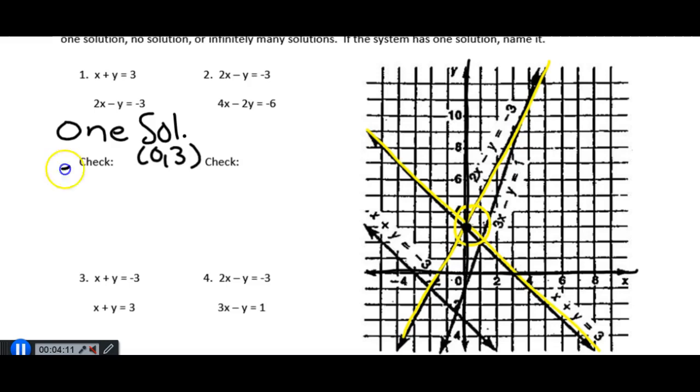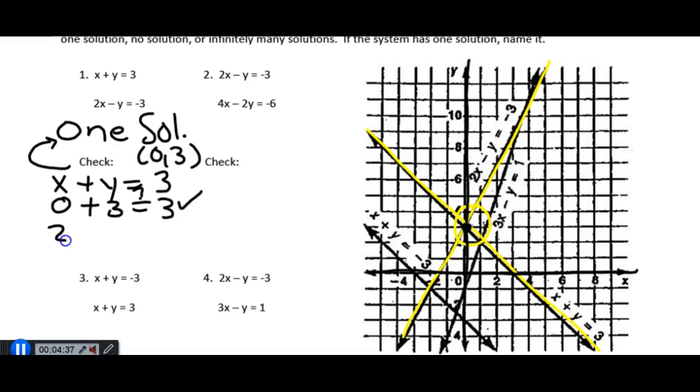Checking. We can only check when we have one solution, and that's when we just plug our solution into each equation and see if it works. So I'm looking at that first equation, 0 plus 3, does that equal 3? Yeah. 0 plus 3 is 3, so 3 does equal 3. We have to check it in both, though, because it has to work in both. That was the first thing we said. So 2 times 0, so now I'm looking at this equation, 2 times 0 minus 3 equals a negative 3. So 2 times 0 is gone, and negative 3 does equal negative 3. So it works.